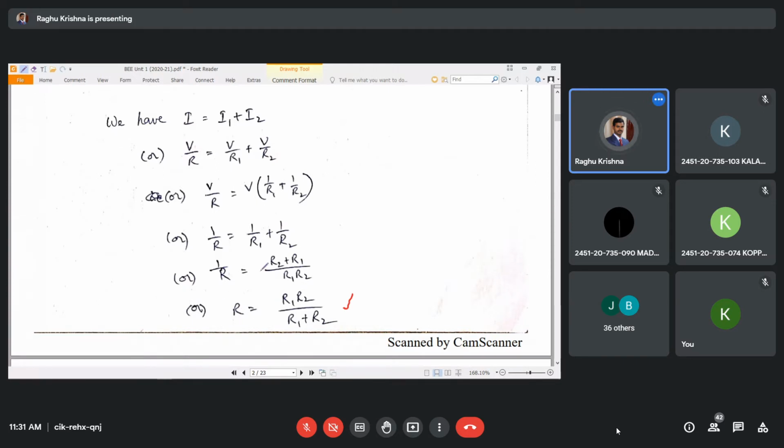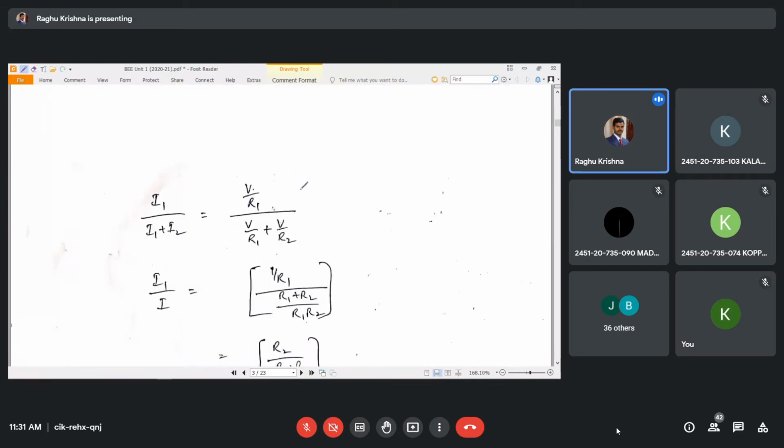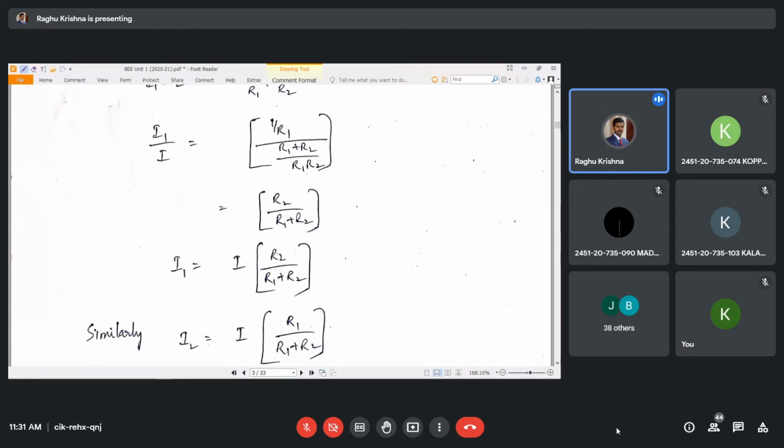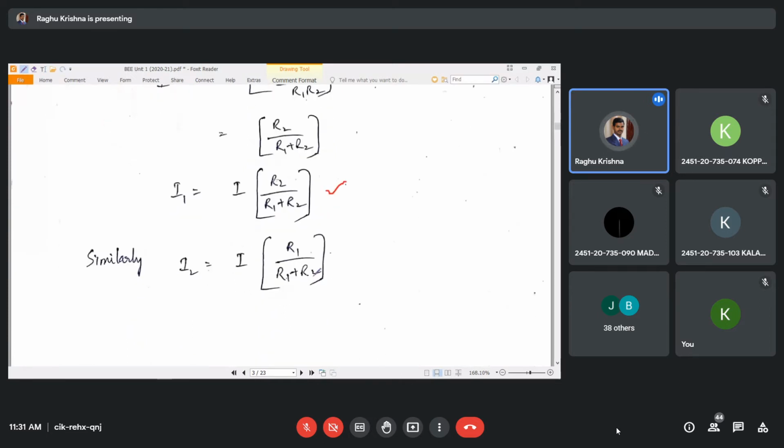Now I want the expression for I1 and I2. For this, you have to take I1 by I1 plus I2 is equal to V by R1 by V by R1 plus V by R2. So I1 by total current I is equal to, V gets cancelled, you get this. Finally, I1 is equal to total current I into R2 by R1 plus R2. Similarly, I2. If you know this, we can do the problems.